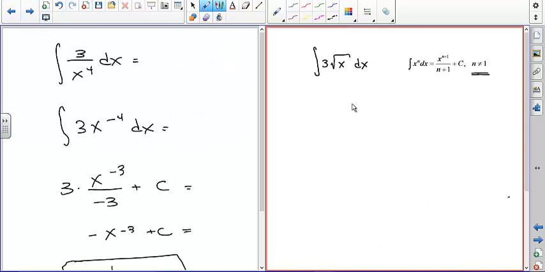You can do the same thing with radicals. So you would rewrite this as 3 times x to the 1/2 power dx. And then you're going to use the formula. So in this case, n equals 1/2. So what you're looking for is n plus 1. That's going to equal something. So again, you guys can do the rest of the problem.